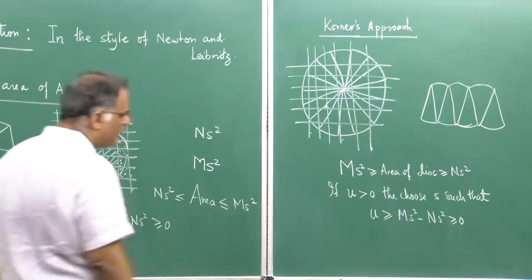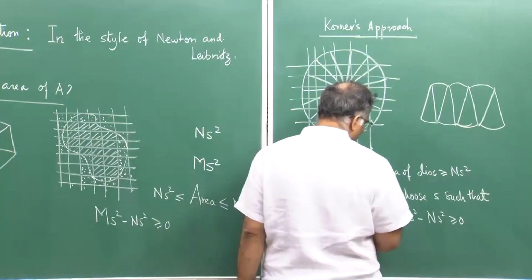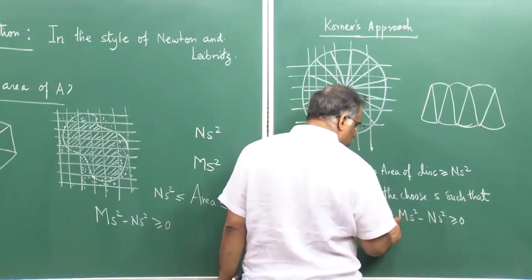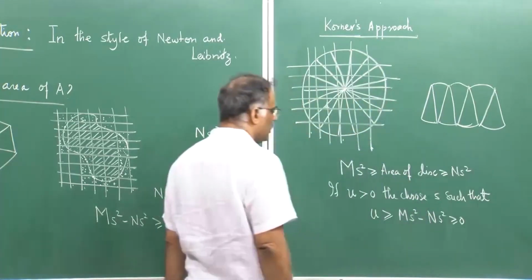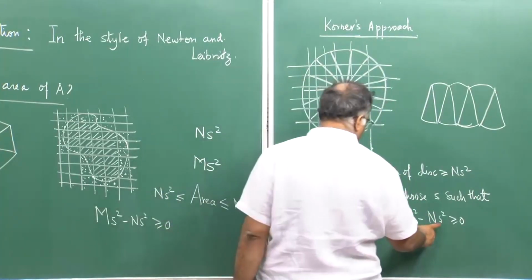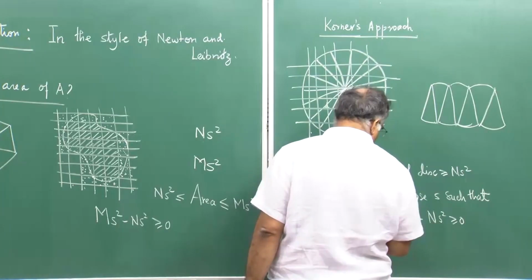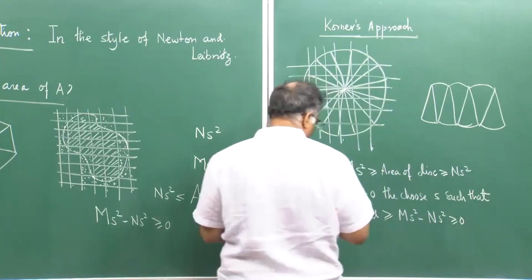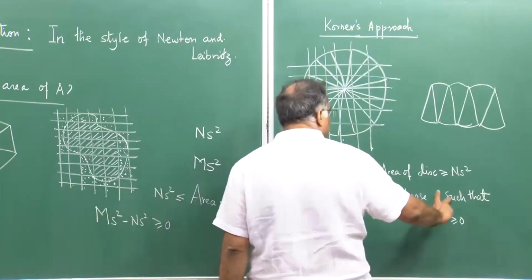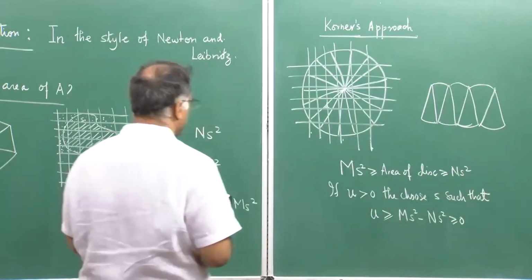If I keep on choosing the s, I can make u smaller and smaller. That is, I can push u towards 0. So this difference should become smaller and smaller, the difference between these two, and finally converges to the area. That's the idea.